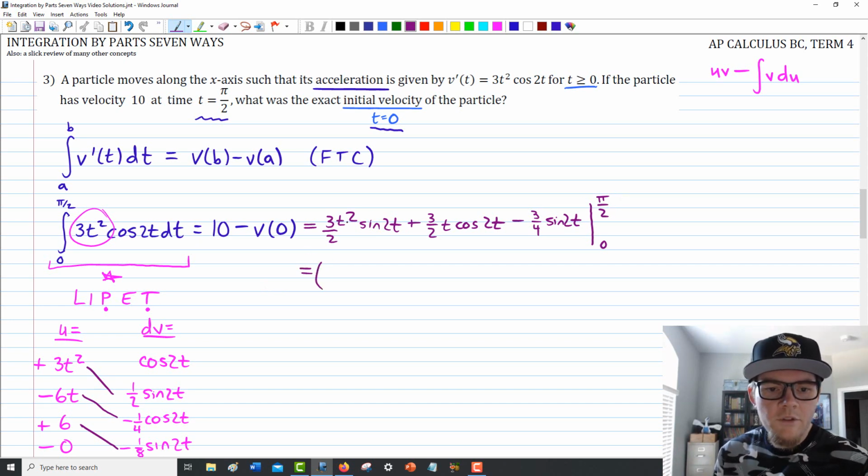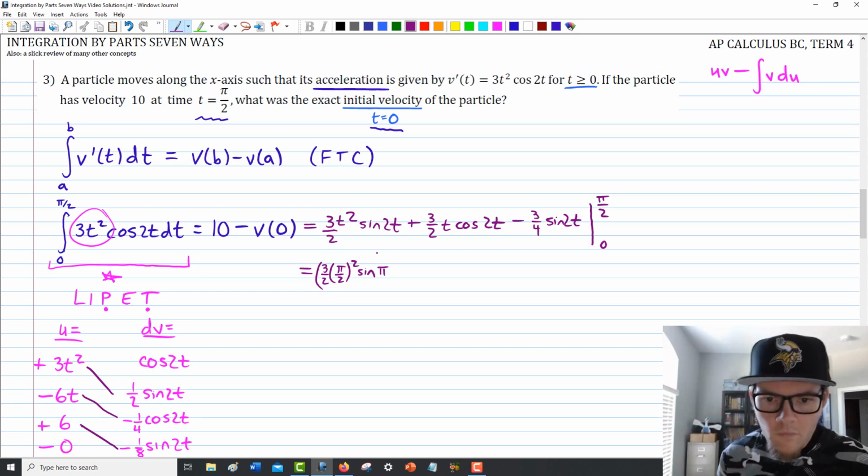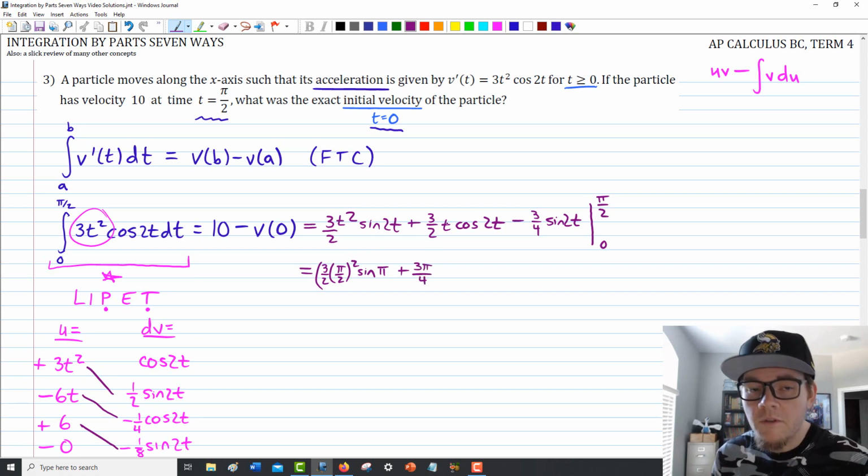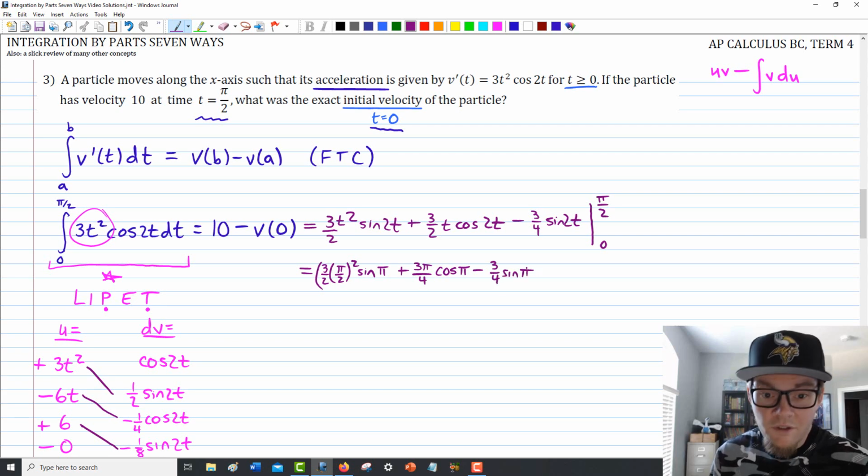So if we plug in pi over 2 on the first term, we're going to get 3 over 2 times pi over 2 squared, not thrilled, sine of 2 pi over 2, which is sine of pi. That's 0. On the next one, we're going to get 3 pi over 4 from multiplying 3 over 2 times pi over 2. This will then be cosine of pi, which is not trivial, but we'll get there. And then on this last one, we'll have minus 3/4 sine of pi, which is 0 also.